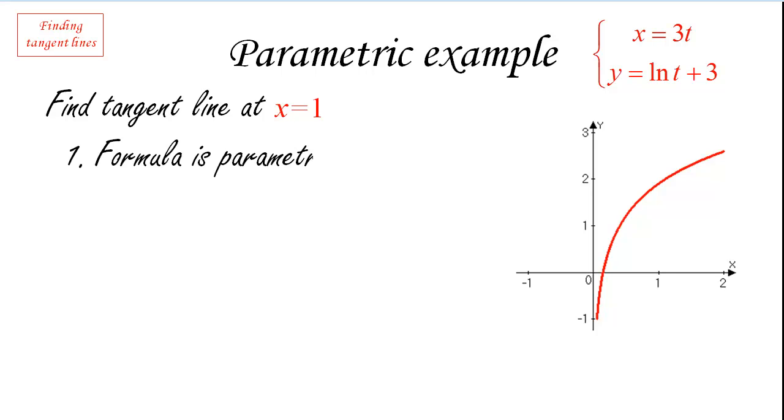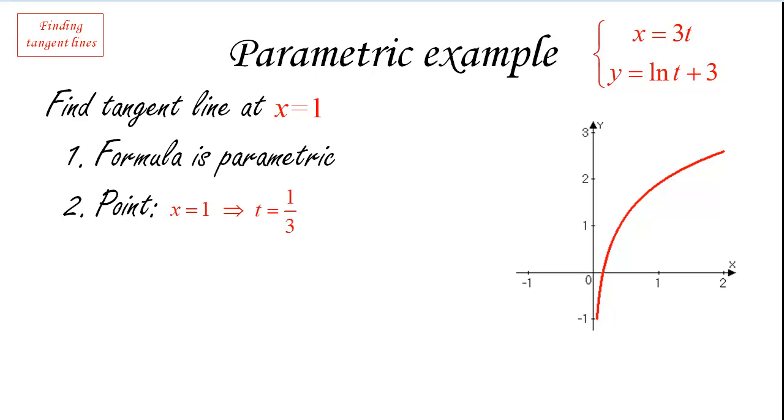However, notice that first of all, this curve is given through a parametric formula, which means that we still have to figure out the other coordinate of this point. So let's do that. Let's find the other coordinate of the point. Well, we're told that x is equal to 1. If we look at the first equation of the parametric curve, it tells us that x is equal to 3t, and that implies that t has got to be equal to 1/3.